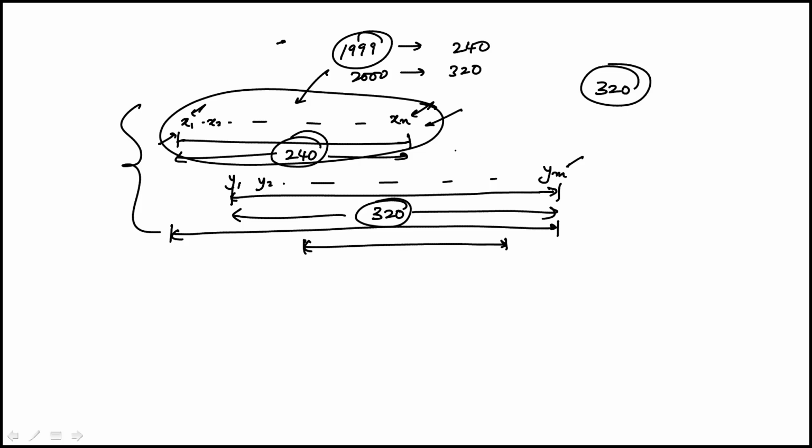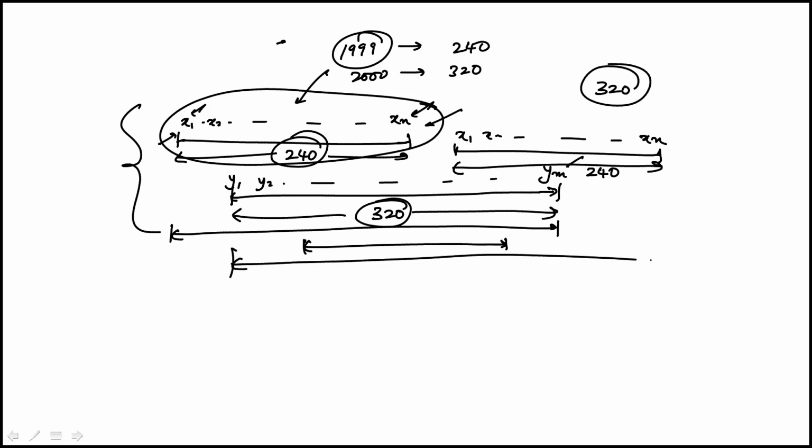And again, even if you slide it here, x1, x2 to xn, that's 240. But now in this case, the range would again be greater than 320 because we have this kind of overhang. And the other thing to note is that I can't include all these data inside because that range is smaller than that. So that's not a possibility.